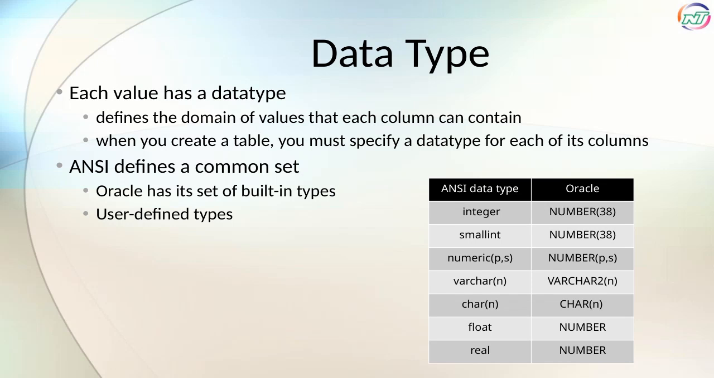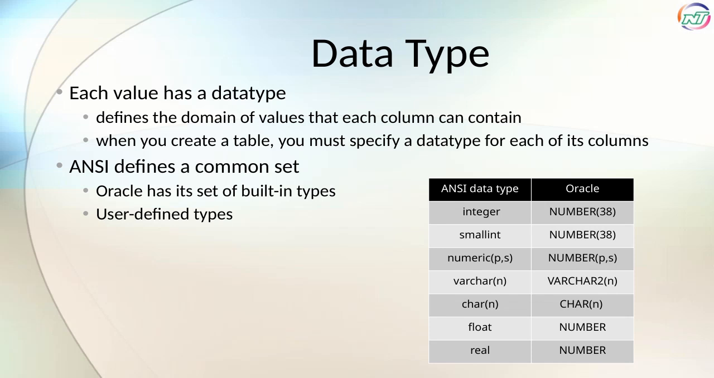When creating a table, it's important to specify a data type for each column because data types define the kind of values that column can hold. This ensures data consistency and accuracy. The ANSI standard provides a common set of data types that many databases follow, while Oracle has its own built-in types that largely align with ANSI but may have specific differences.